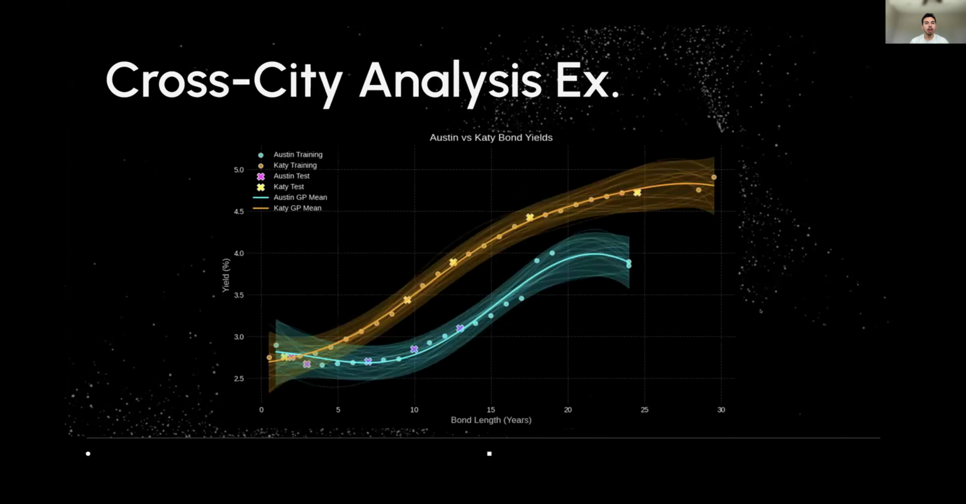And then we also did some cross-city analysis. So we chose municipal bonds from Austin and Katy for the independent school district. So we kept that the same but changed the city. And here we can also see some interesting comparisons. Around 0 to 5 years, the predicted yields are pretty similar, but after that, Austin's are much higher.